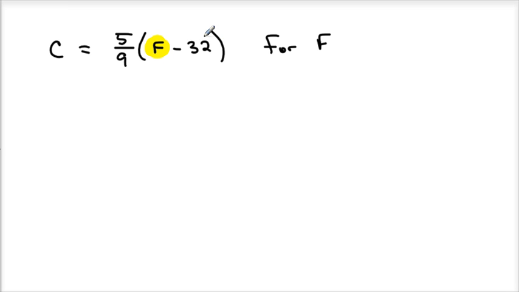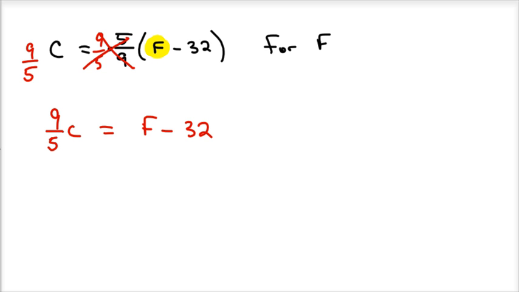Okay, close. You can divide by 5/9, or you can multiply by 9/5, which is called the reciprocal. So I'm going to multiply both sides by 9/5. This will give me 9/5 C. These will simplify, equals F minus 32.